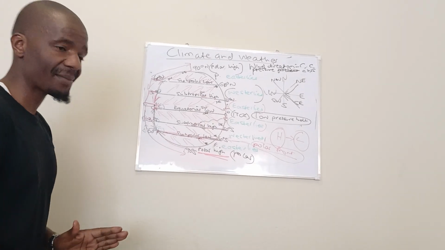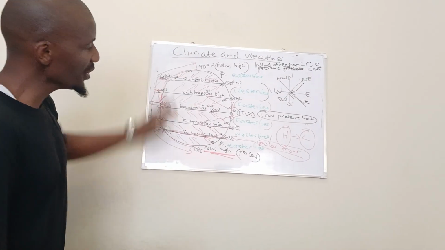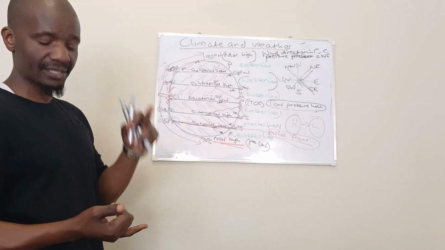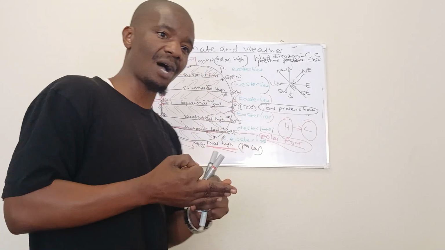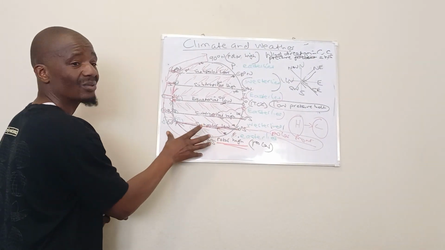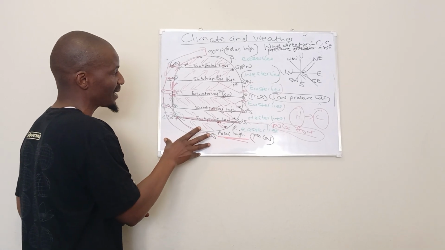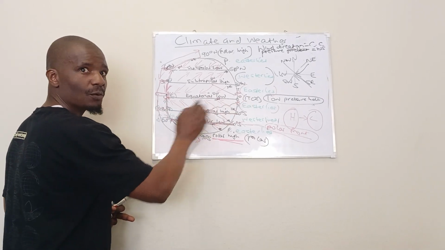But in form of a summary, let me just sum it up. We are saying that in order for you to understand the mid-latitudes, the tropical cyclone and the subtropical anticyclone, this should be your foundation. Why am I saying that in form of a summary? Be able to identify your pressure belts.